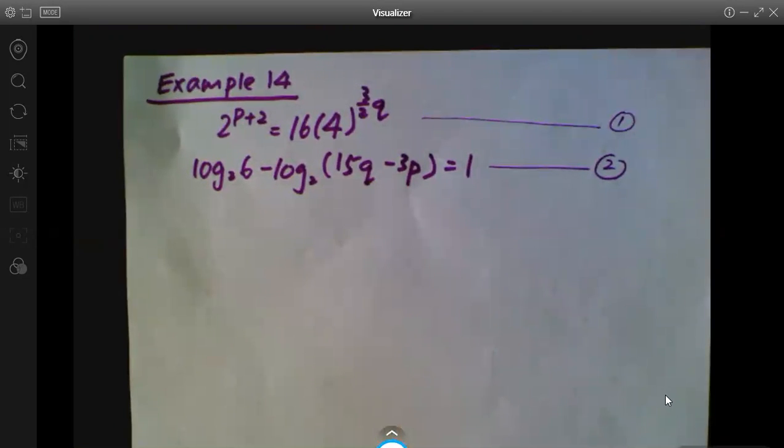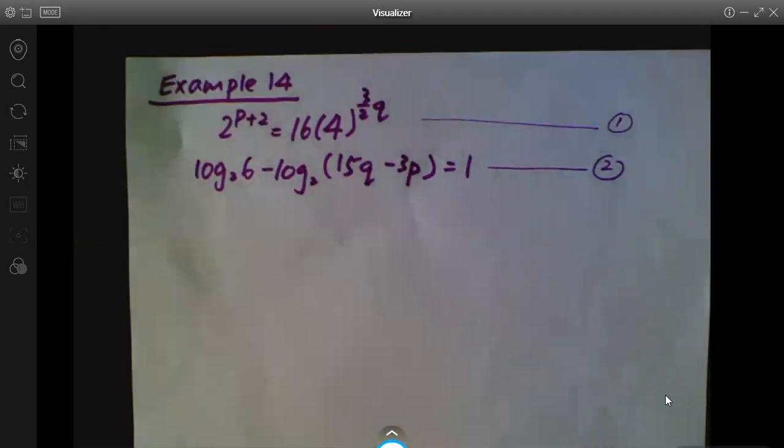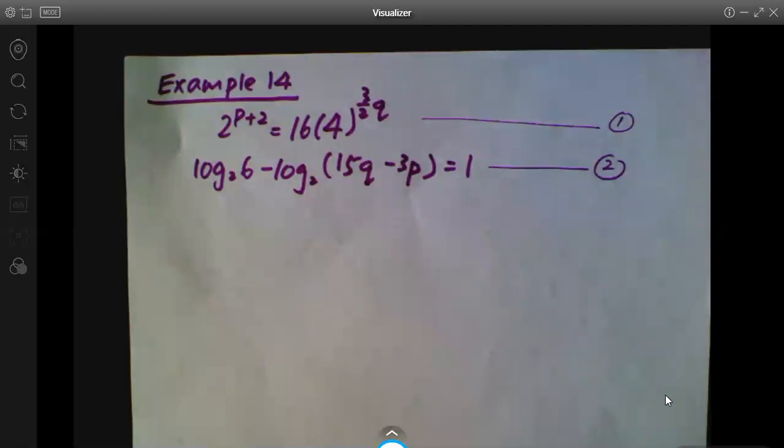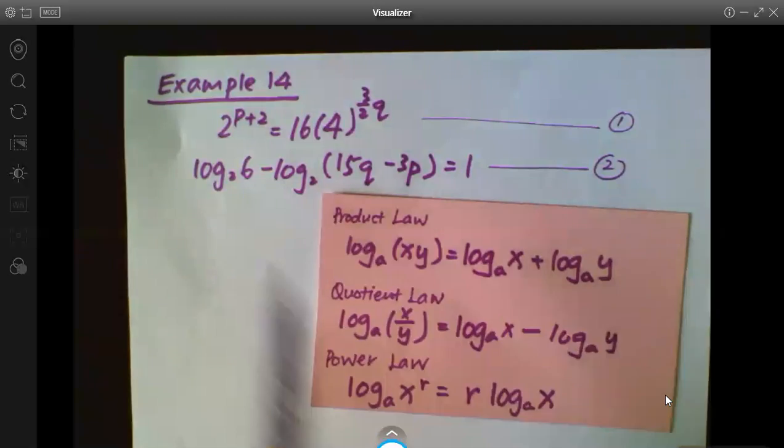So now in this case, one of them is in index form and the other is in logarithm form. The one in logarithm form is made up of two terms, but it has the same base of 2, so we can combine them using the quotient rule. It's a subtract, so we'll use the quotient law.